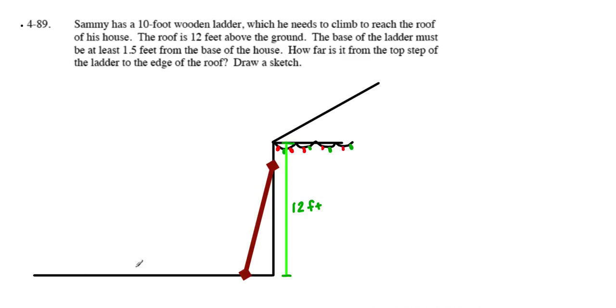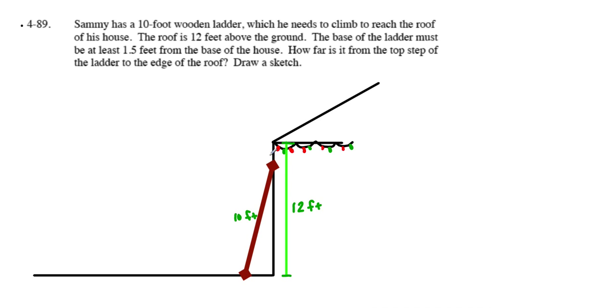So I've kind of started my sketch here. This is my ground level, and this is the side of my house. My roof starts here at the top, so I've drawn in here that the distance from the ground level to the roof is 12 feet. This brown thing here is my wooden ladder, so we'll say that right now is 10 feet. So this from here to here is 10 feet.